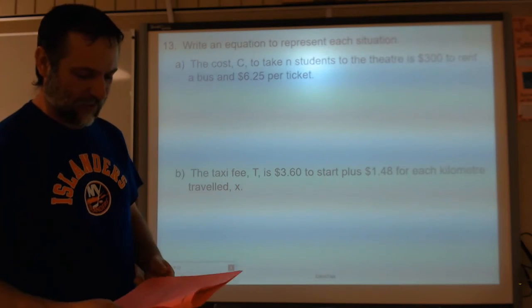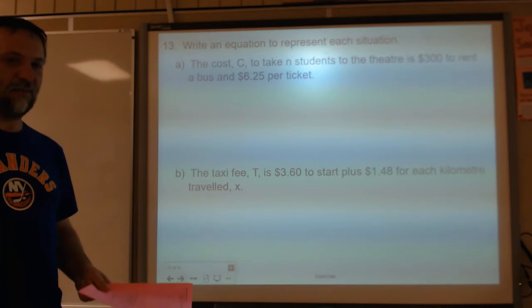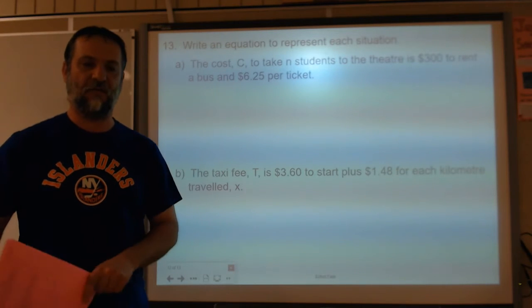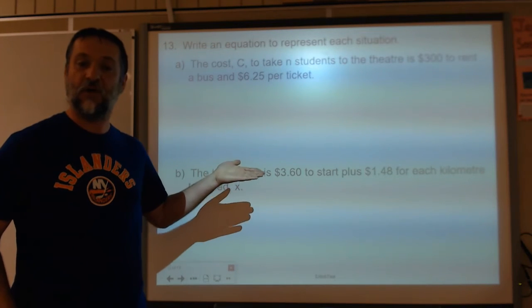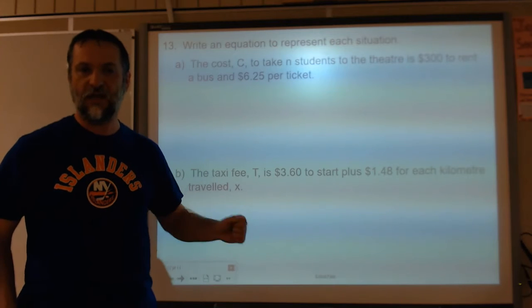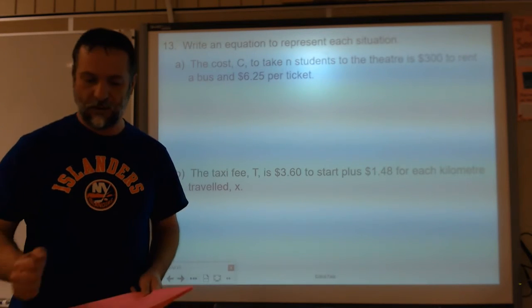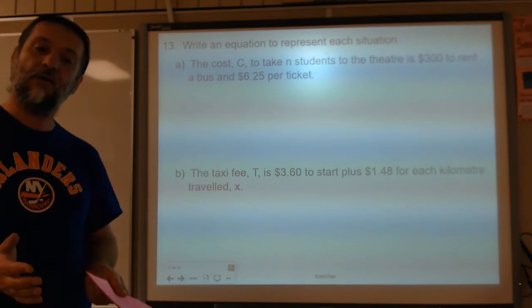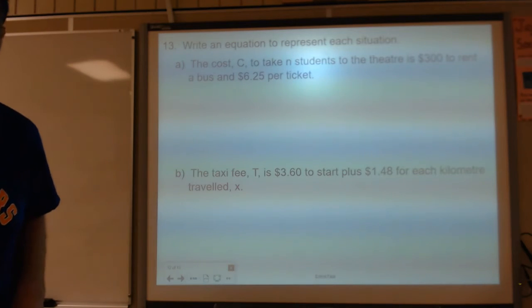I will work through question 13, and we will look at writing equations from information given. Again, remember with this, we are looking for a rate of change and a starting point, and we will talk about that for me in an hour, for you almost instantaneously.